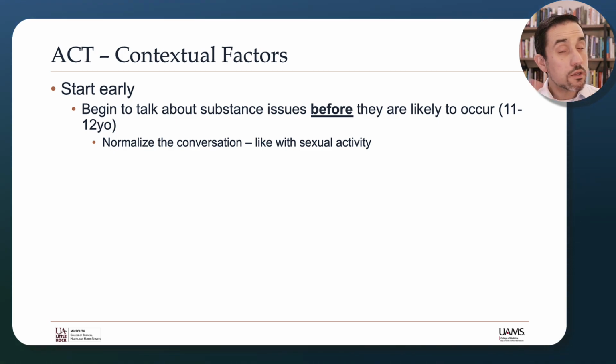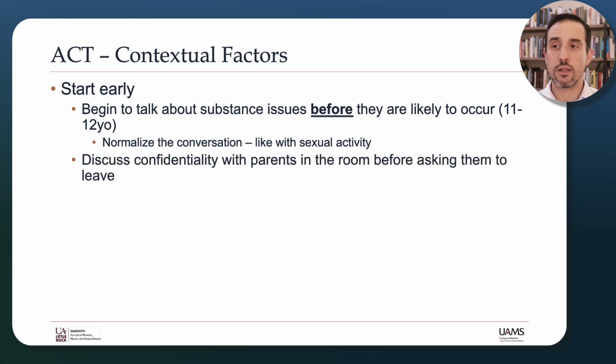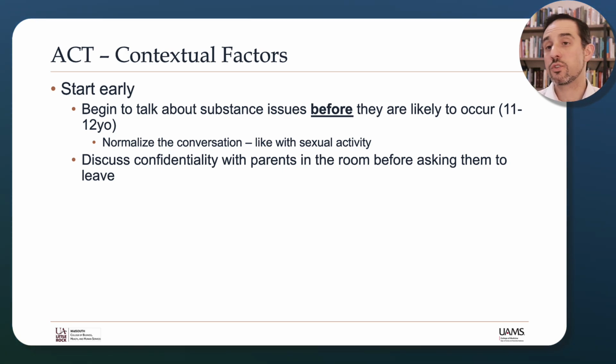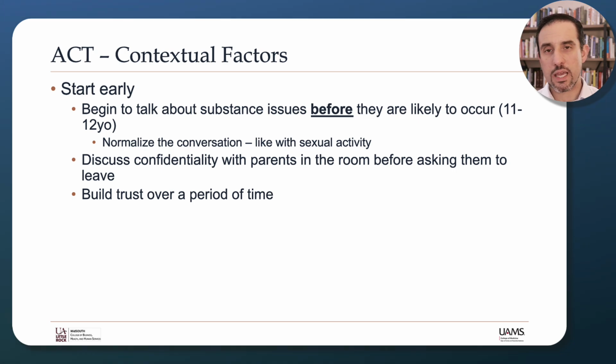Now, this also is going to require some degree of confidentiality. And so it's important to talk to the parents about that so that they know what those limits are before then asking them to leave. Because there might be some topics that the child is open to sharing with you that they feel uncomfortable sharing with their parents. And that can be okay. And we'll talk more about confidentiality in a minute. That said, you've got to build trust over a period of time. And so this is something where people don't just trust you from jump.